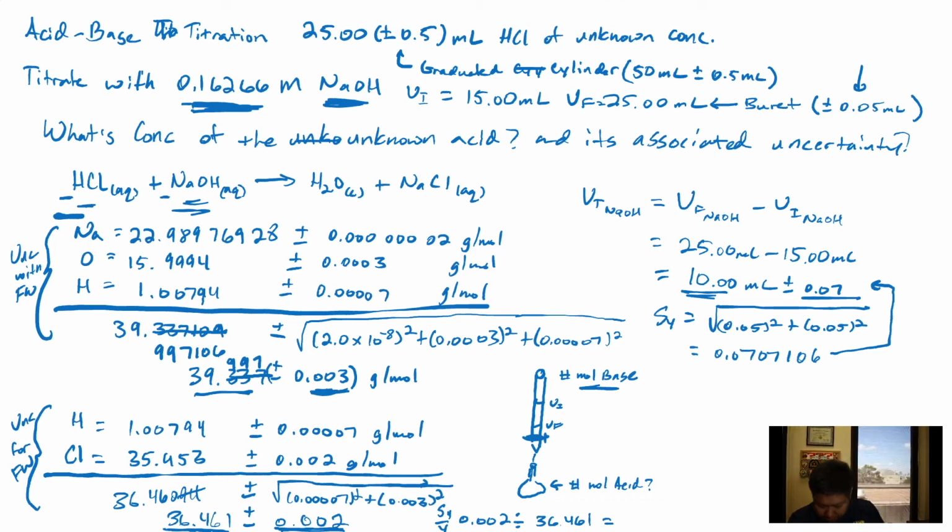0.002 divided by 36.461. Okay, and the number I got is, I'm going to change it to scientific notation so it's easy to write. The number I got is this, 5.48531 times 10 to the -5.